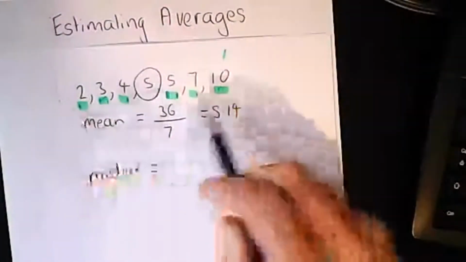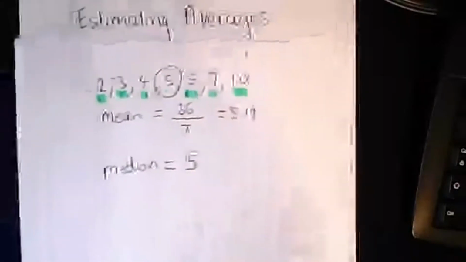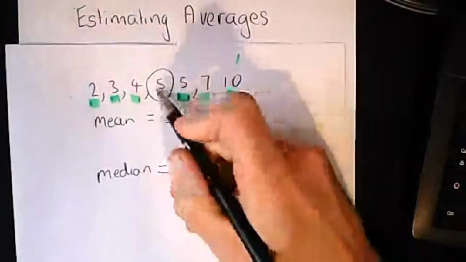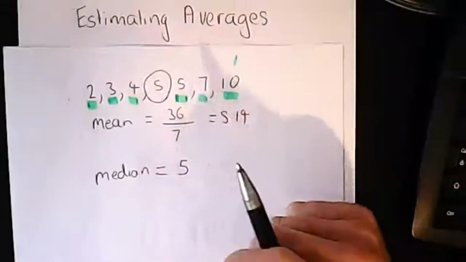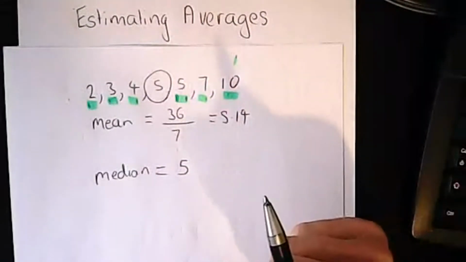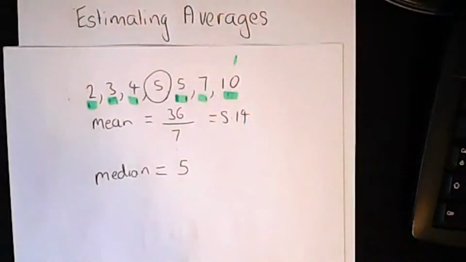Okay, biggest, smallest, biggest, smallest, biggest, smallest. Okay, middle number is 5. So what happens if we end up with two middle numbers, which could be possible? Well, what we do then is add those two middle numbers and divide by 2, or find the middle of the middle numbers. Okay, so something along those lines.